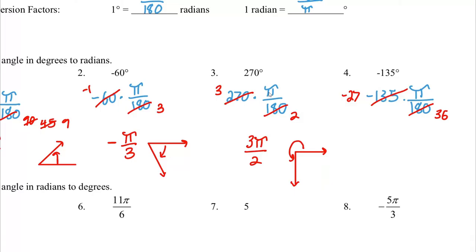Okay. Anyway, are these divisible by anything else? 9. Yes, they are. So 27 divided by 9, we get negative 3, and then for this we'll get 4. So we have negative 3 pi over 4. So again, clockwise or counterclockwise? Clockwise this time because it's negative.